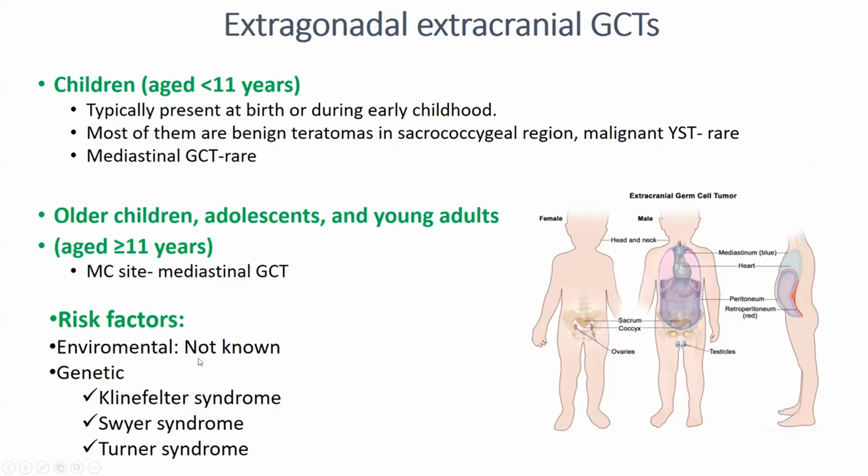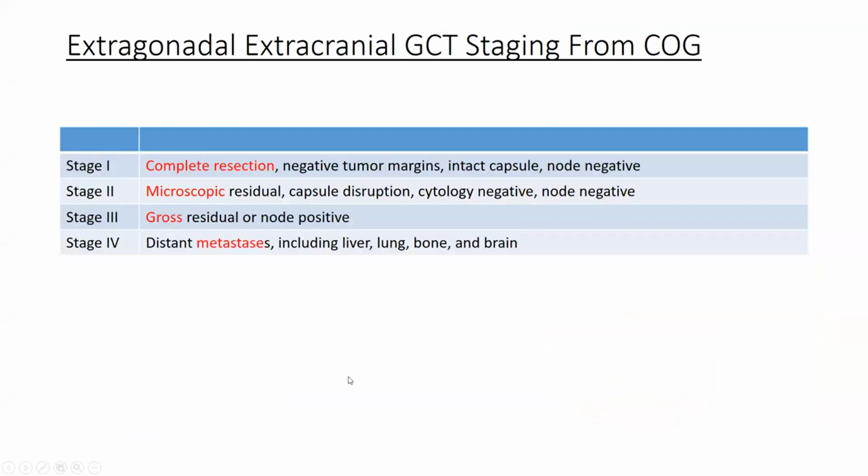No known environmental factor is available as a causative agent, but it has been seen that there is a high risk of developing these tumors in some syndromes like Klinefelter and Turner syndrome. This is the COG staging, same principle: stage 1, 2, 3, 4. Stage 1 is completely resected, 2 is microscopic disease, 3 is gross disease, and 4 is distant metastasis.